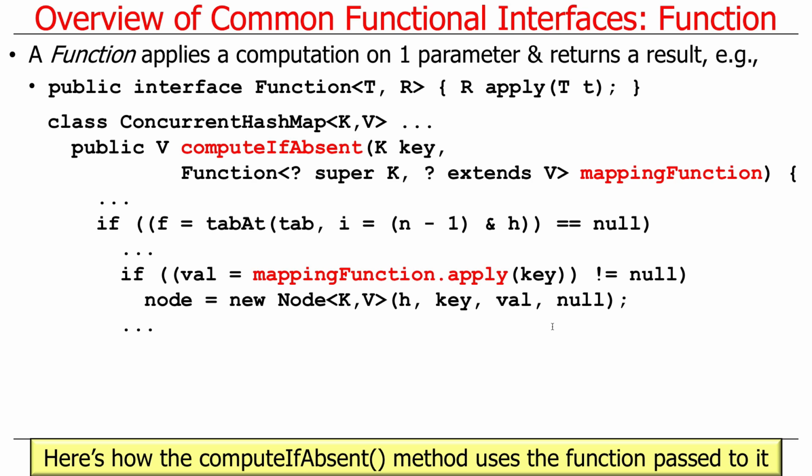So computeIfAbsent is part of ConcurrentHashMap. It takes a key and a mapping function, right? So you can see function is going to take a parameter, which is the parameter to the function, and a return value. And once again, this has to either be K or a subclass of K, and this has to be either V or a subclass of V. That's what you have to pass in there.